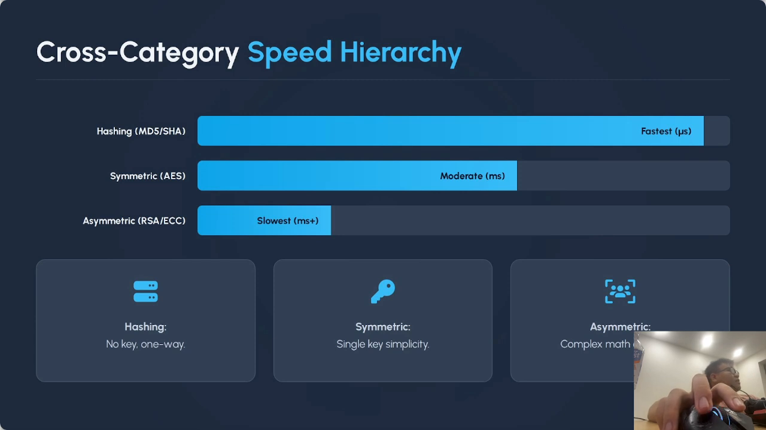To summarize the performance, hashing is the fastest operation as it is a one-way process with no key. Symmetric encryption follows, offering moderate speed suitable for large data. Asymmetric encryption is the slowest due to the complex mathematics involved. This is why in real-world protocols like SSL/TLS, we use asymmetric encryption just once to exchange the key and then switch to symmetric encryption for the rest of the session.